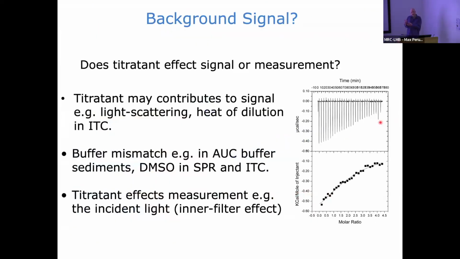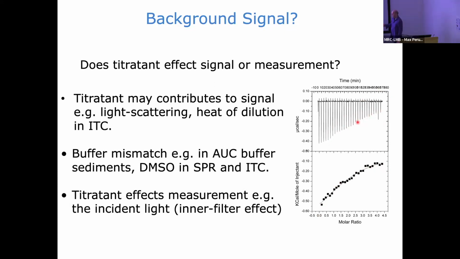Okay, background signals, something we always forget about usually, but it really can be very important. It could contribute to, say, light scattering in fluorescence, or you could get heat of dilution in ITC. Here's a case of ITC where this is just DMSO. And that looks like, whoa, that looks like a nice curve. But really, it's just a mismatch between what was in the syringe and what was in the cell, just a slight mismatch, and you get a nice big heat of dilution here.